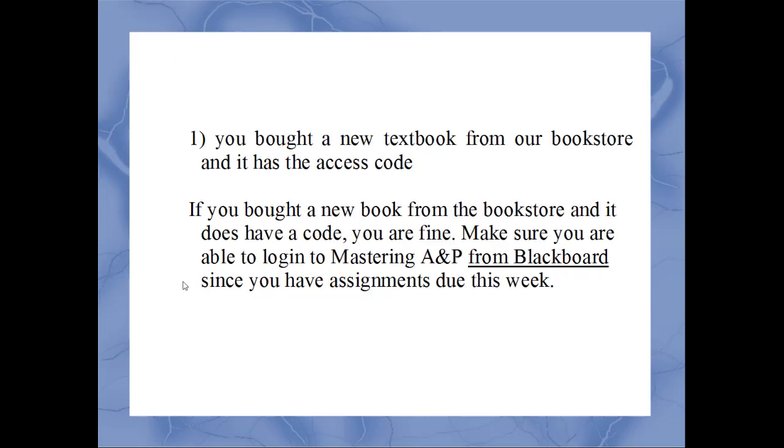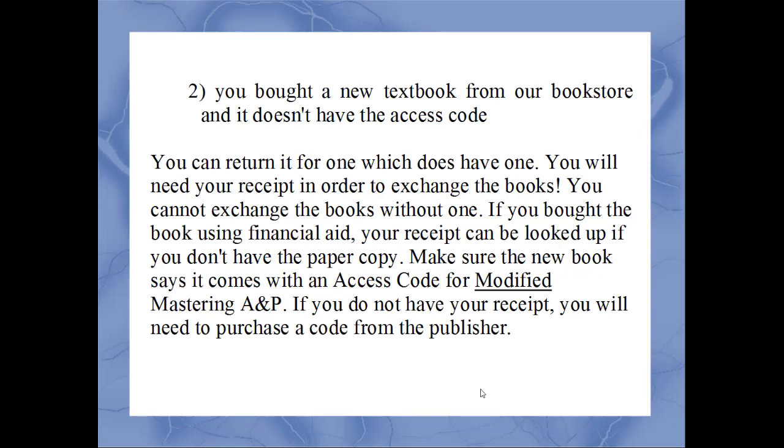All right, first, if you bought the new textbook from our bookstore and it has the access code, then you are fine. You don't need to do anything. Just make sure that you're able to log in to Mastering A&P, but you log in from Blackboard. Do not go through the publisher's website. Log in from Blackboard, because all you need is the access code that's given to you within the book. If you don't log in from Blackboard directly, I won't see that you have completed the work. And if I don't see that you've done it, then I'm going to assume that you didn't, and you'll get a 0.